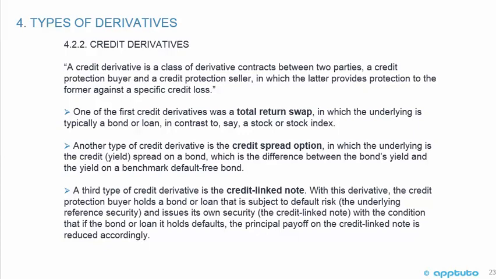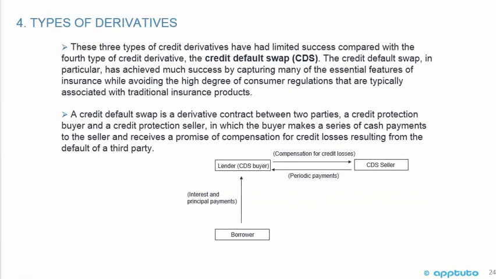A third type of credit derivative is a credit-linked note. With this derivative, the credit protection buyer holds a bond or loan that is subject to default risk, the underlying reference security, and issues its own security, the credit-linked note, with the condition that if the bond or loan it holds defaults, the principal payoff on the credit-linked note is reduced accordingly. Okay, on the last slide, we looked at the 3 credit derivatives, the total return swap, the credit spread option, and a credit-linked note. But these 3 types of credit derivatives have had limited success compared with the 4th type of credit derivative, the credit default swap.